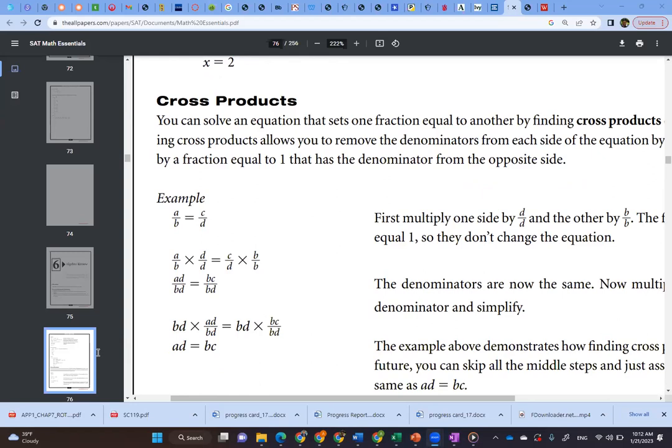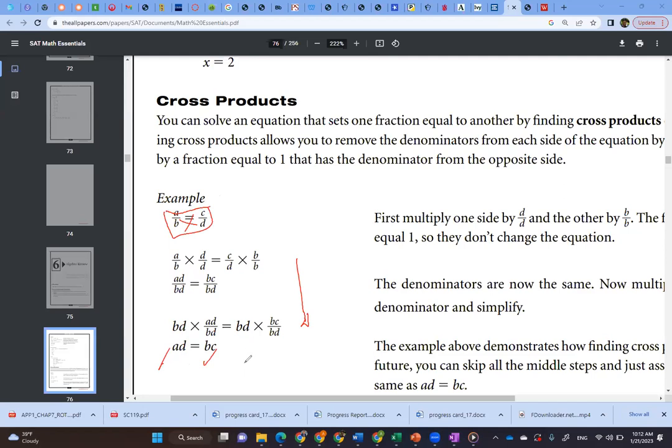So the one in front of you is a little bit long. Over here, when you see an equation like this, it is easy to make the cross product right away. AD equals BC. This is the long answer. So you can make AD equal BC.